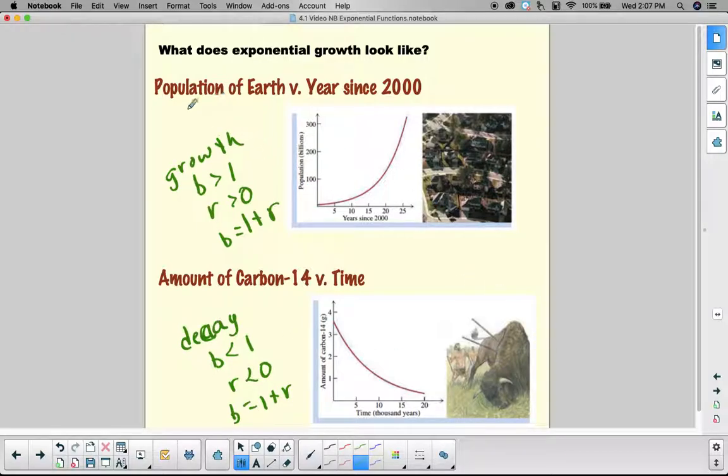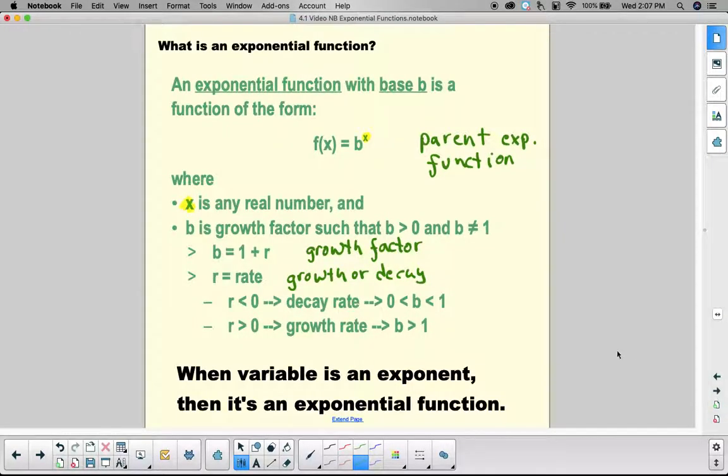So those are the two situations that happen with exponential growth. We can have growth or decay. Base is greater than 1 with growth. Base is less than 1 with decay. Growth rate is positive with growth. The rate is negative with decay. Whatever you're measuring is decreasing. It's losing. So remember, when the variable is an exponent, it's an exponential function.